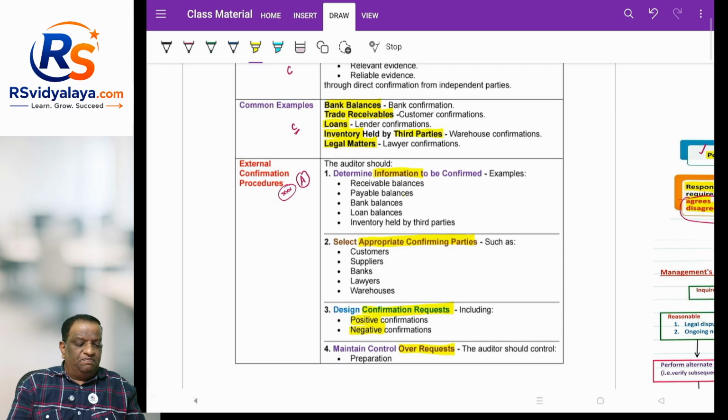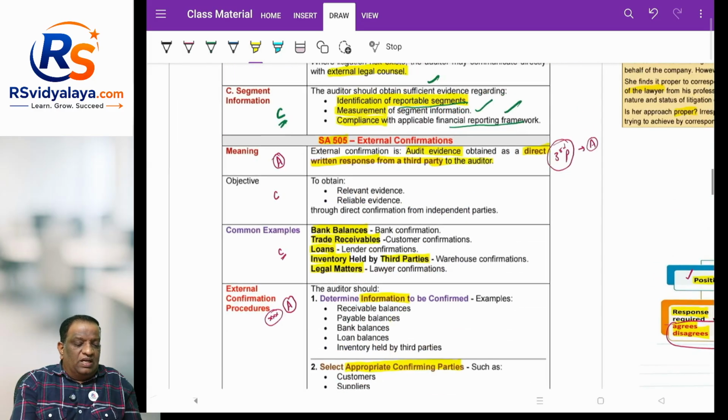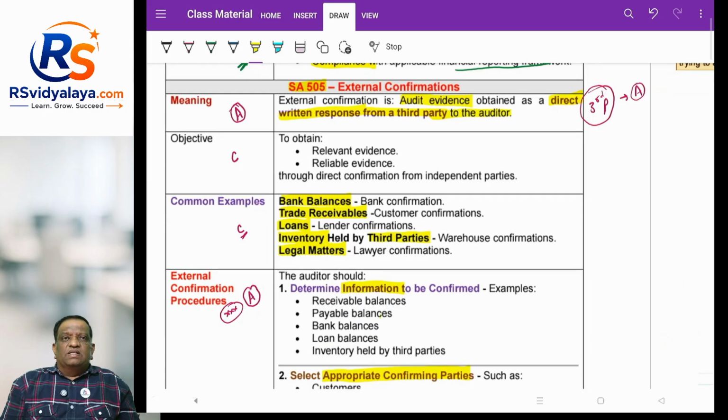To repeat it, let us go back to it. What is the standard number? Standard number is SA 505. What does it deal with? It deals with external confirmation. Now comes the question, what do I mean by external confirmation? It is audit evidence. It refers to audit evidence obtained by the auditor directly from the third parties. That is what we call an external confirmation.